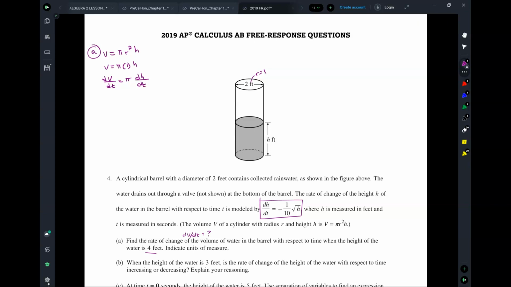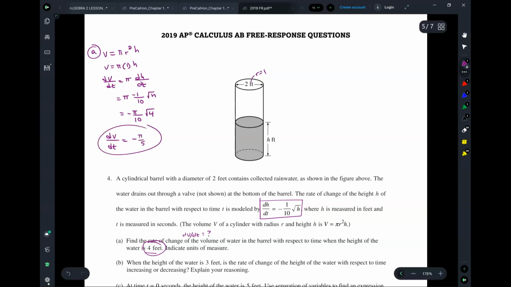All right? So, what is dV/dt? What is dH/dt though? It's negative 1/5... and then h is 4, right? It tells us in here that h is 4. So this is equal to negative pi over 10 times root 4. So dV/dt is negative, how much? Pi over 5. Okay, and yes, the volume is decreasing.